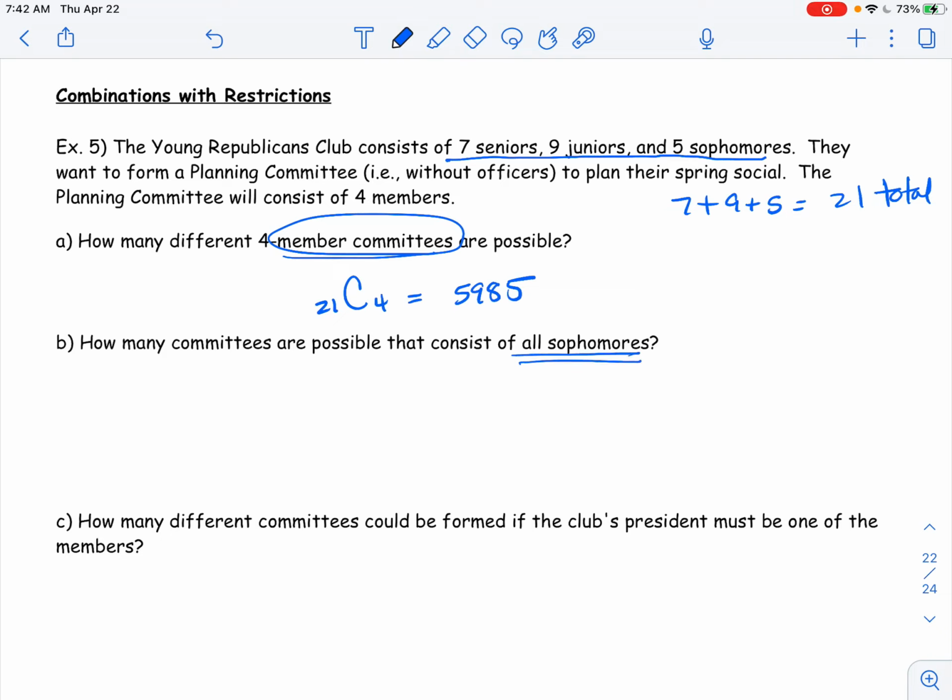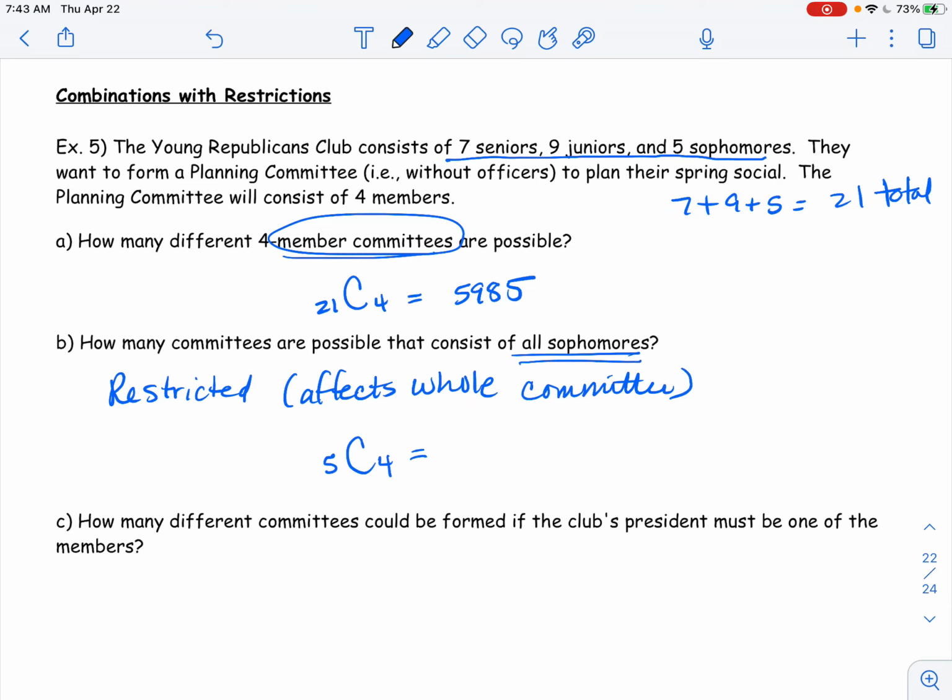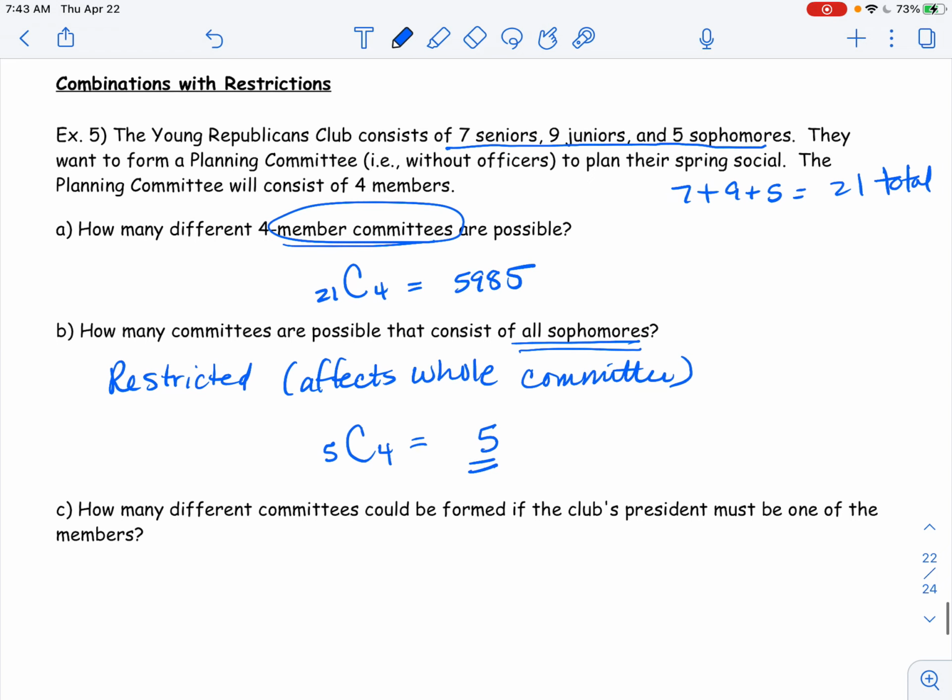How many committees are possible that consist of all sophomores? Okay, so this one is a restricted. It affects the whole committee because they have to all be sophomores. So in this case, we have 5 sophomores and we want to choose 4 of them. And so in our calculator, that just gives us 5 different committees.